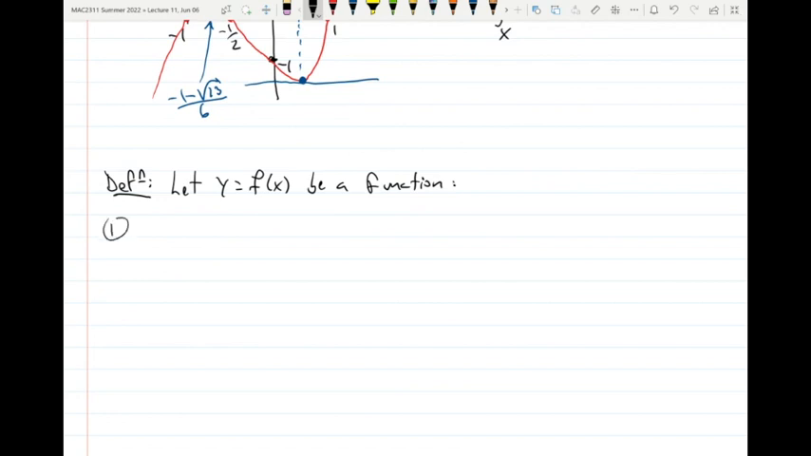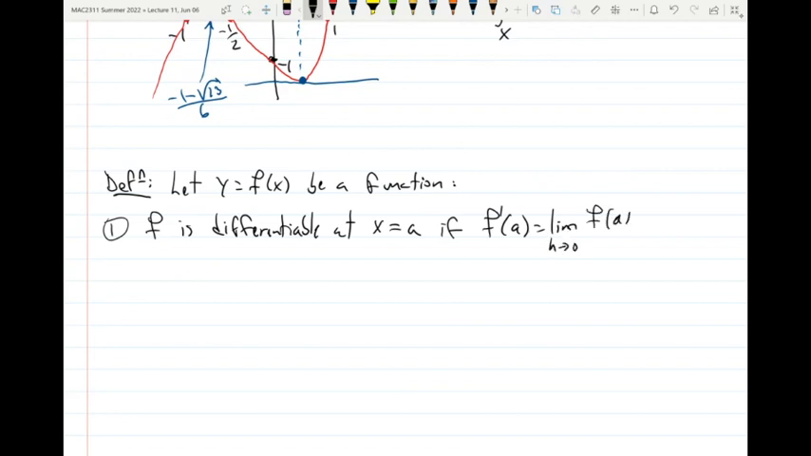Then first, f is differentiable at x equal a if f prime of a, remember that's the limit as h approaches 0 of f of a plus h minus f of a over h, exists. In other words, if the derivative exists. That's what it means to be differentiable at a. And then immediately I can tell you that f is differentiable on an open interval if it's differentiable at every point inside that interval.